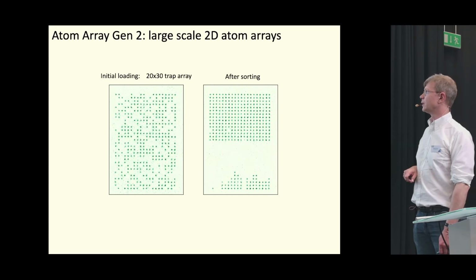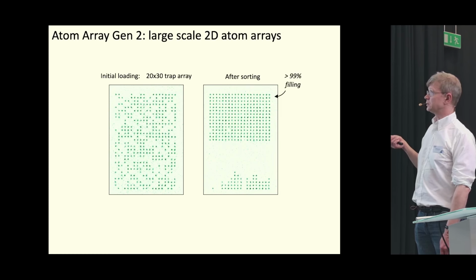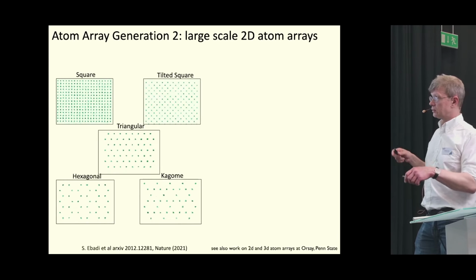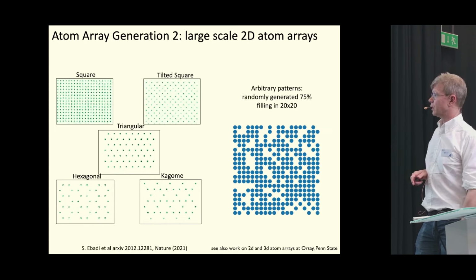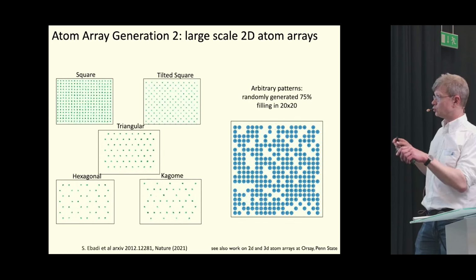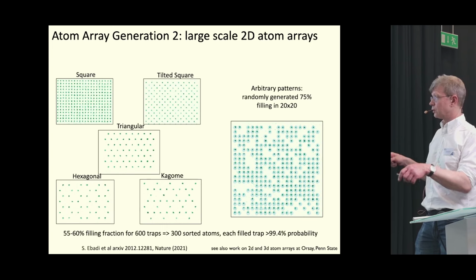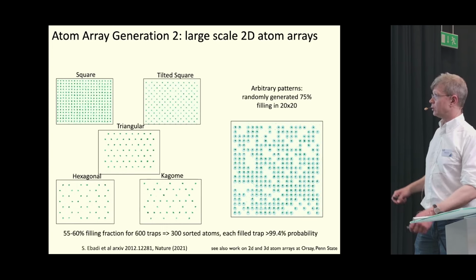This is much slower than the experimental update rate, but you can sort these traps, and you can fill them with much larger than 99% probability. So you can of course create different types of arrangements, including some disordered arrangements, and this could be a starting point for some very interesting experiments.